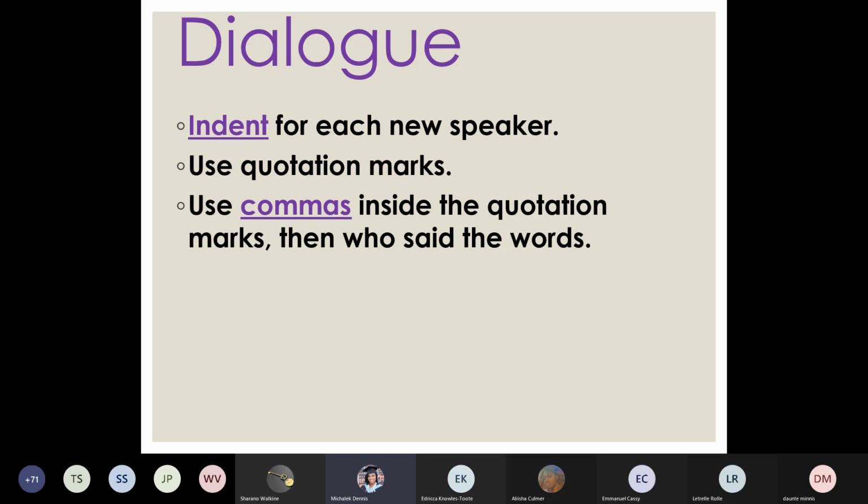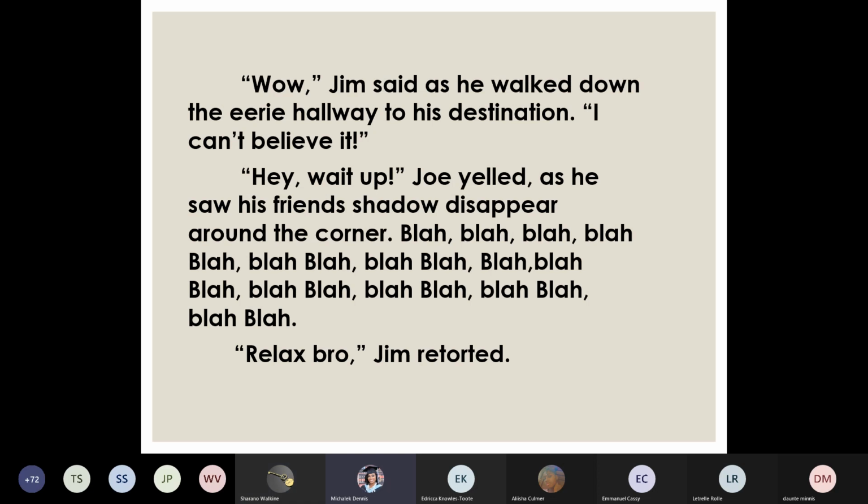And for each new speaker, we're going to see examples of that, use quotation marks. That is important as well. Also, use commas inside the quotation marks. Examples of this, right?